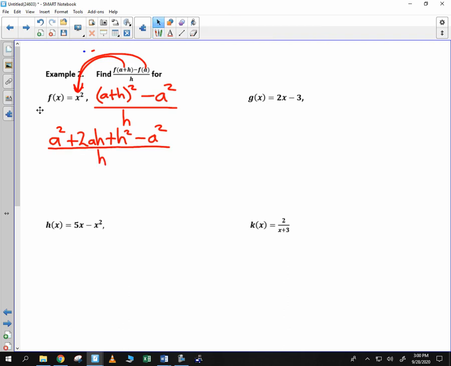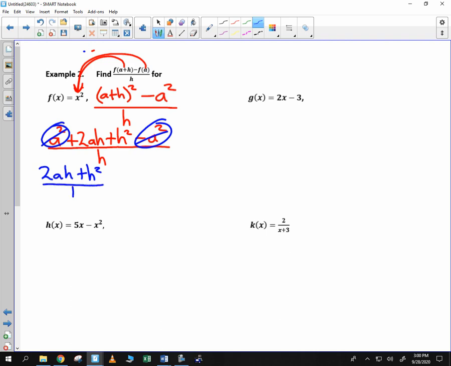Now what do you notice happens? Sure enough, the a squareds cancel. In fact, if you do this correctly, anything that doesn't have an h should cancel all the time. You're left with 2ah plus h squared divided by h. Furthermore, you should always be able to factor an h out of the top. You get h times 2a plus h, divided by h. Notice how the h's cancel, and we get 2a plus h. There you have it. That simplifies your average rate of change.